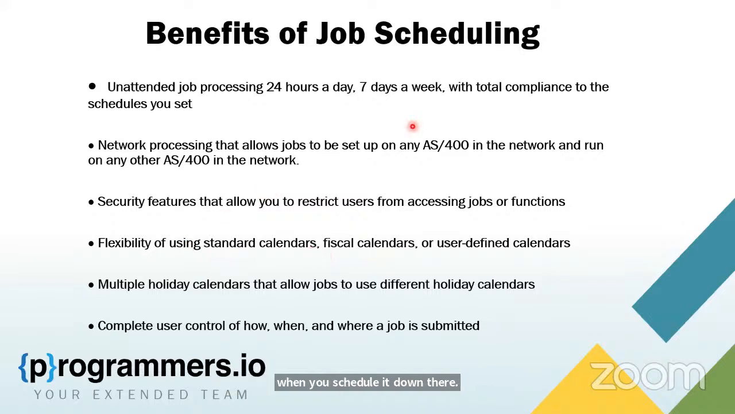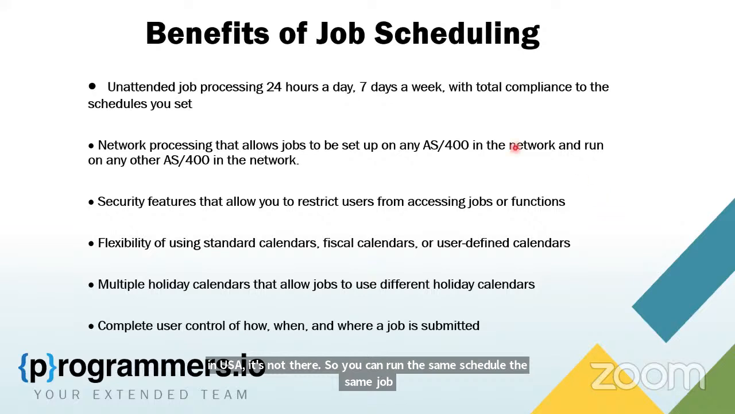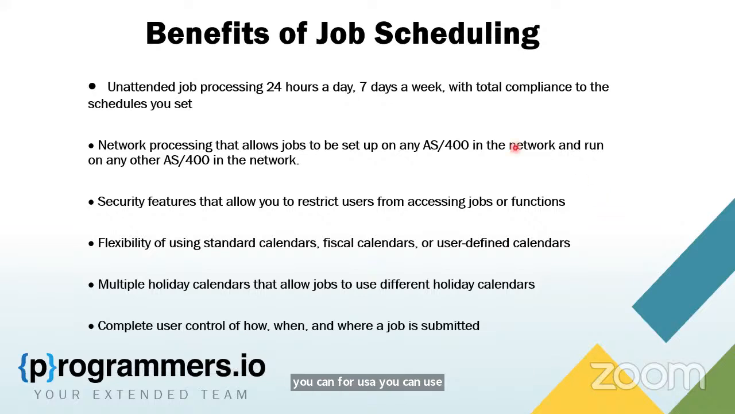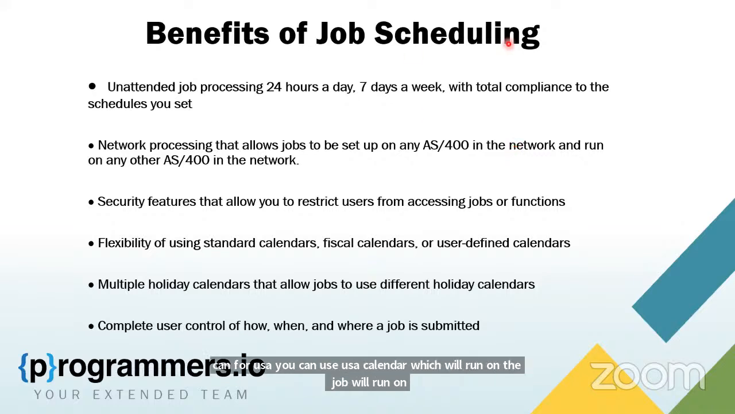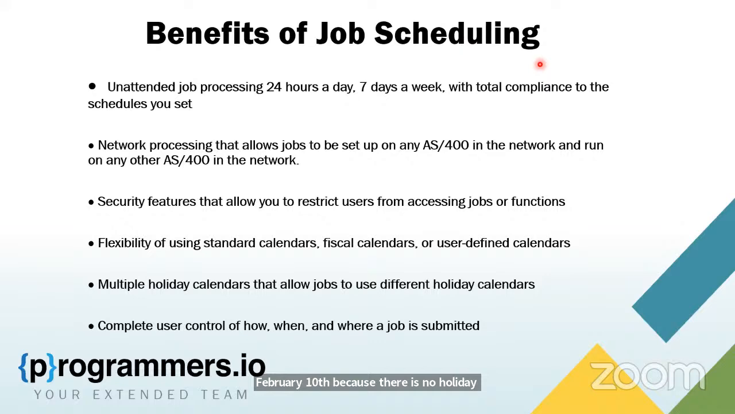For example, you want to run the same job, like process all the orders in one country, let's say in USA and then also in Britain. So it's the same job, but the order data is different. But in Britain there is a holiday on, let's say, Feb 10th, and in USA it's not. So you can schedule the same job. For USA you can use the USA calendar, and the job will run on Feb 10th because there is no holiday. And when you schedule it for Britain, you can use the Britain calendar in which the 10th will be a holiday. So on the 10th it will not run.